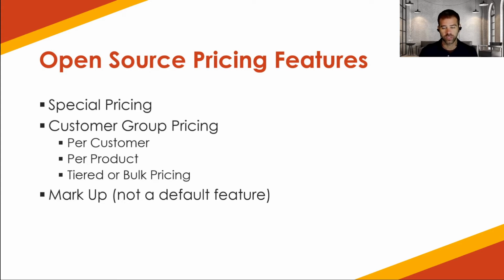So for the open source edition, we're going to go over some of the pricing that's built in. That's special pricing and customer group pricing. And then within customer groups, you can do customer groups per customer, even per product, tiered or bulk pricing. All of that is built in. And what is not built in, but is an honorable mention for a feature to add in, is the markup. So if you are storing cost in your ERP system and you want to mark that cost up instead of marking down list, that's something that can be added.